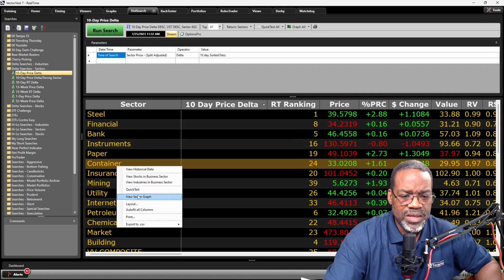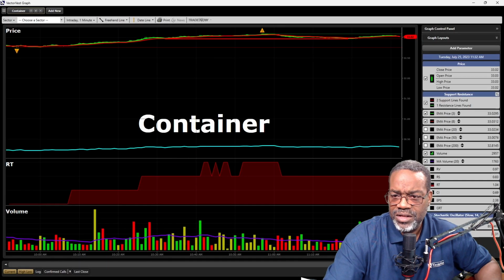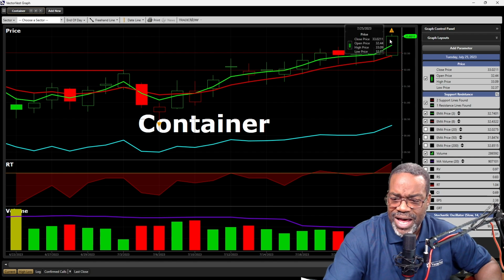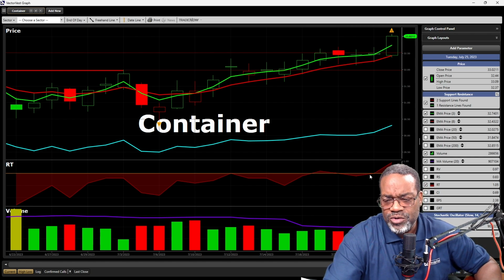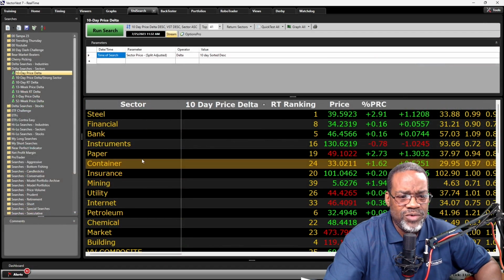Container. View the sector graph. 1 month. I like that. Big open, new 1-month high. The volume could be better. I do like that RT just went back above 1. New high. Let's go check that one out. Right-click, view the stocks in that sector.